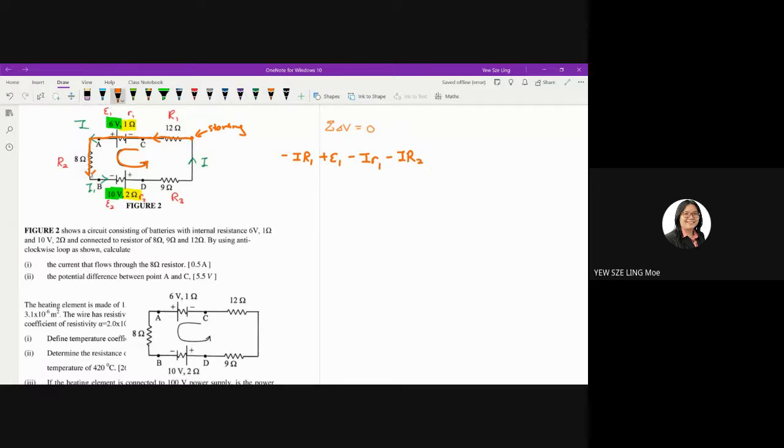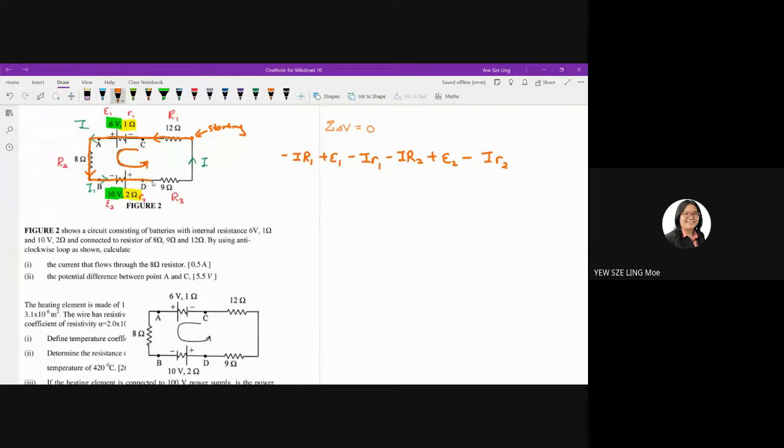And I keep traveling, and I've now come to my second battery. I'm traveling from lower potential towards higher potential, so it experiences a potential rise. So I'm going to plus EMF2. But don't forget about the internal resistance. Internal resistance causes a potential drop in my circuit. Since the traveling direction and the current direction are both pointing towards the same direction, I'm going to use a negative sign right here again. Negative Ir2.